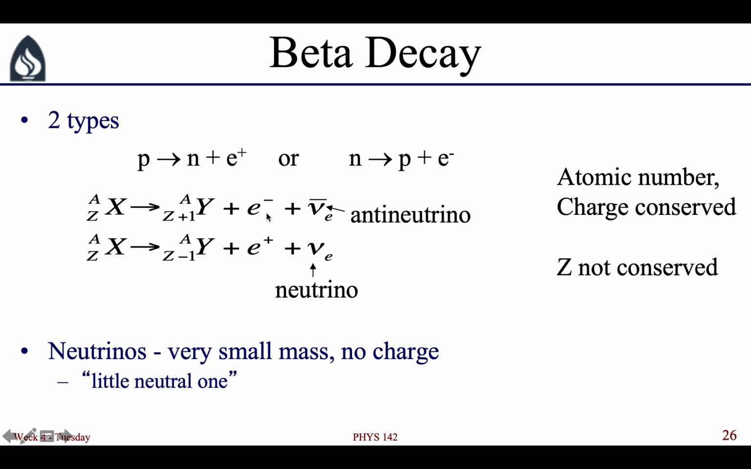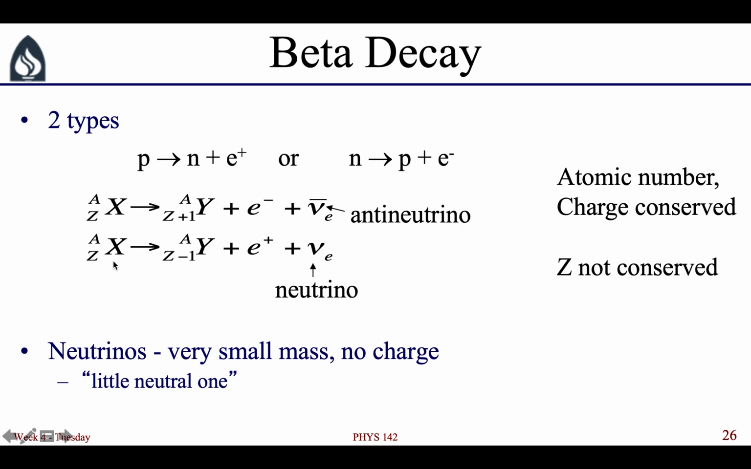If we have the case where an electron is produced, then that means one of the neutrons is turning into a proton, and so the number of protons increases. But the number of total particles stays the same, so we have the same total protons plus neutrons. The type of element changes since we're gaining a proton. And then we also spit out the electron and the neutrino.